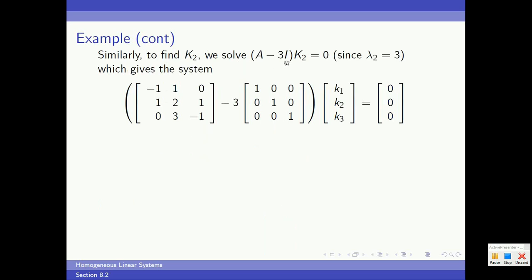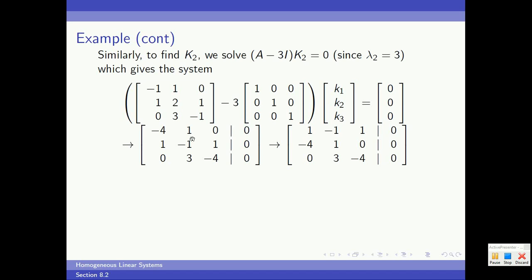Doing the same thing for lambda 2 equals 3. So again, this is my system here. So simplifying, I have -1 minus 3, so I'm going to get a -4. 1 minus 0, and 0 minus 0. 1 minus 0, 2 minus 3, 1 minus 0. 0 minus 0, 3 minus 0, and -1 minus 3. So it simplifies to this. Again, I want to solve this.